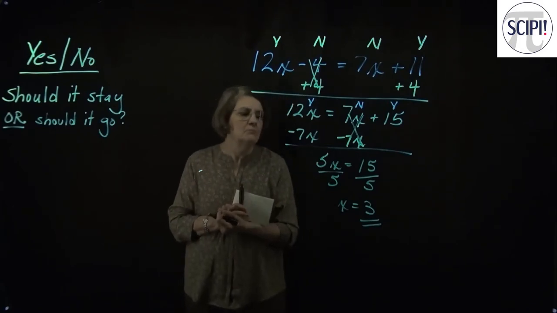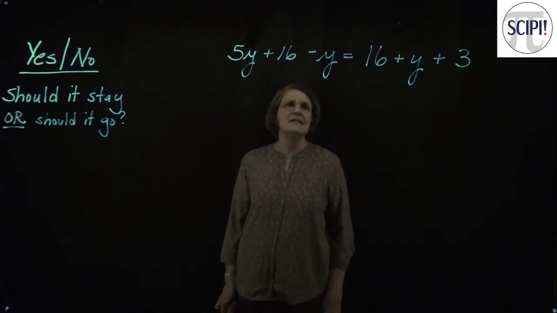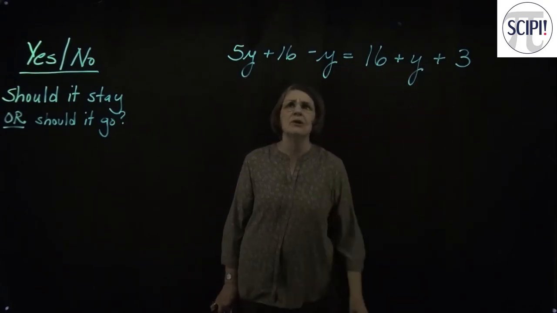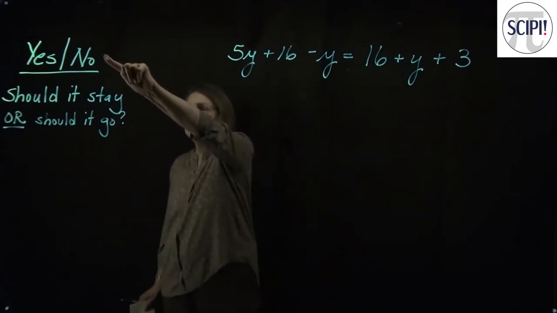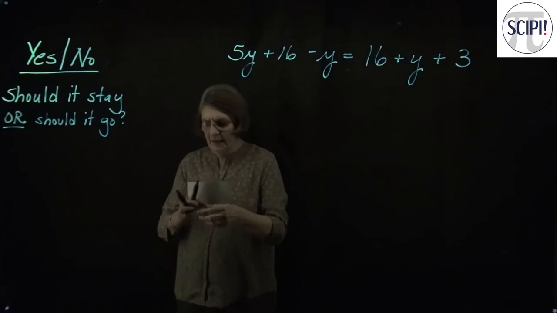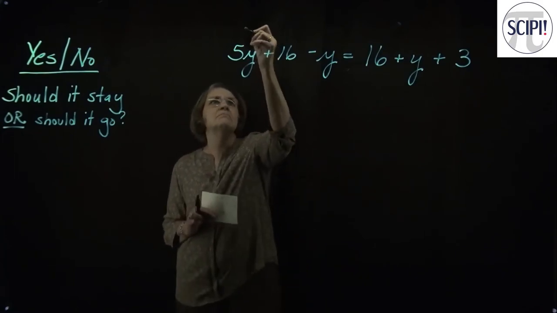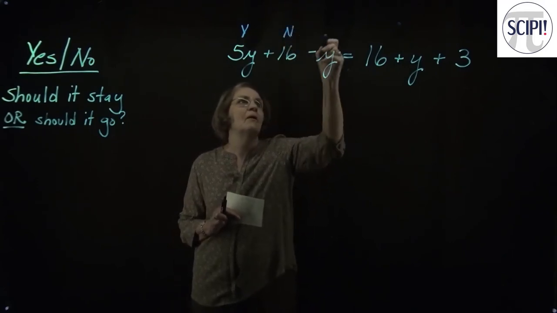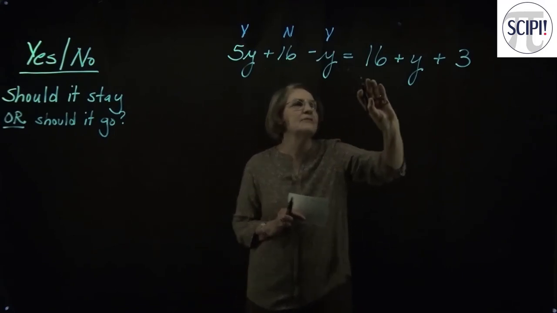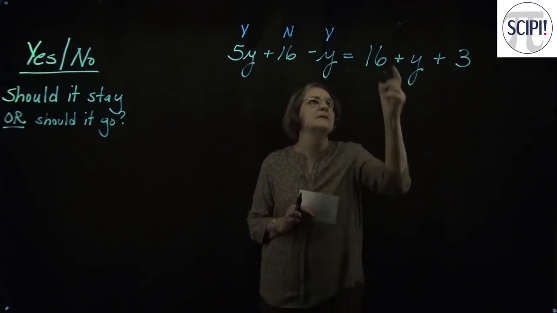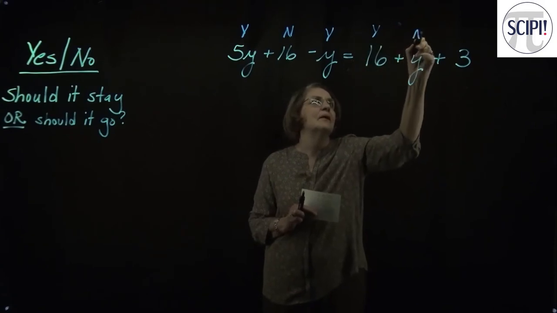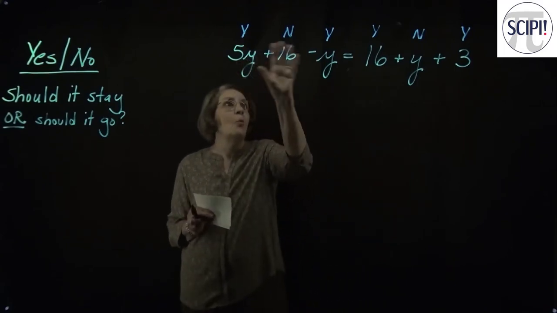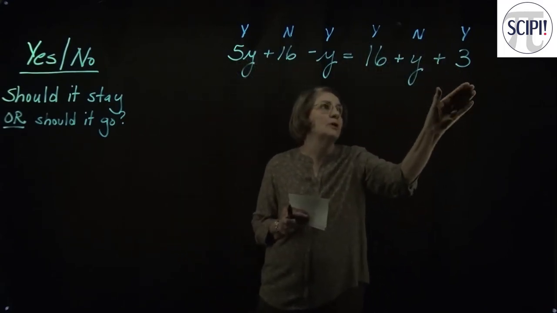All right, let's do one more. All right, let's look at this equation. Oh my goodness, 5y plus 16 minus y equals 16 plus y plus 3. I don't even want to work it. Yes, you do, because yes, no, should it stay or should it go? So let's go down the line, and we have what? Yes, very good. No, very good. Oh, another yes. Let's go to the other side. Remember, this is the side we want to keep our numbers. Yes. No. Yes. Oh my goodness, I have more than one yes on this side, and I have more than one yes on this side.